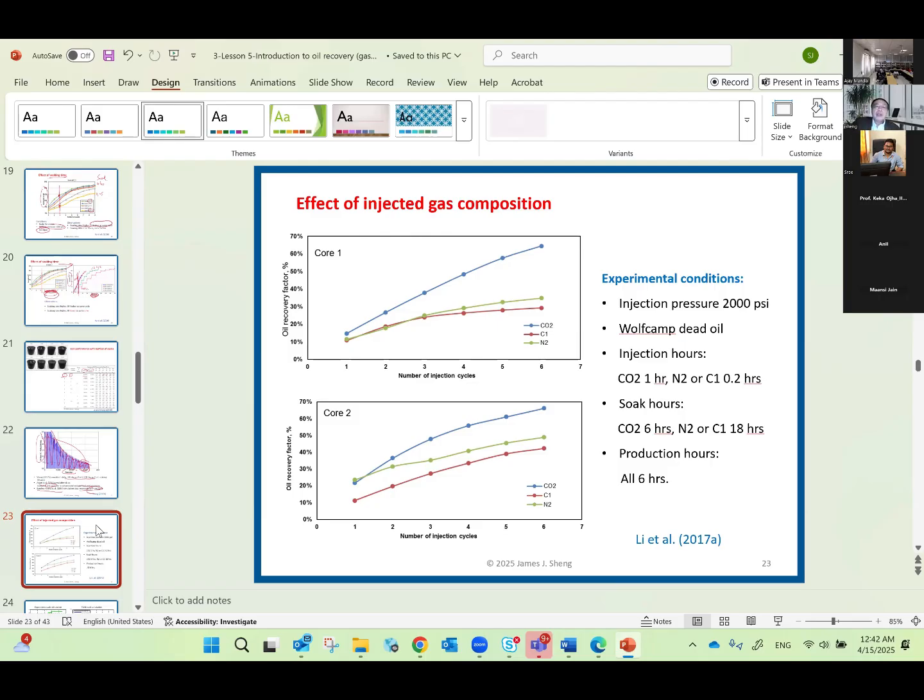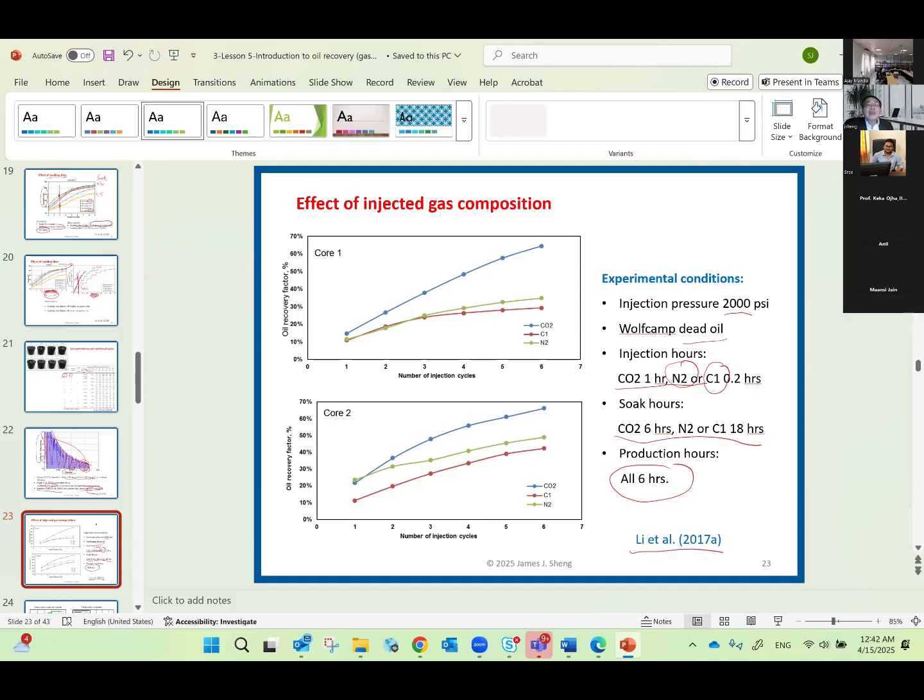First, some also did some simulation work, okay? So first they did an experiment. The injection pressure is 2000 psi, and first you use CO2, nitrogen, and methane, three gases. The soaking time is 6 hours for CO2 and 18 hours for nitrogen and C1. Production is all 6 hours. That is the experiment conditions.